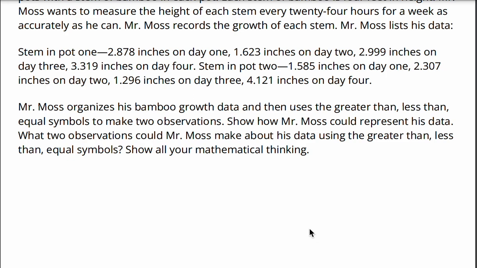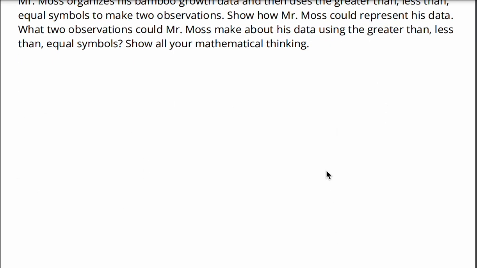And then I'm also going to be looking for the greater than, less than, or equal to symbols. That might be down here in your charts. That might be in your sentences. I'm not sure, but that's what I'm looking for. Okay, good luck, guys.